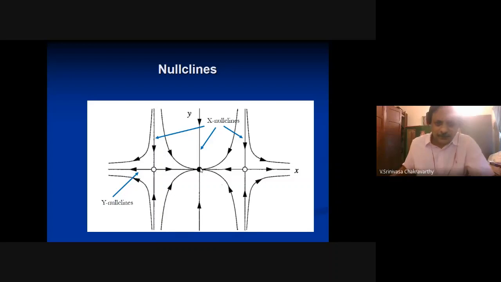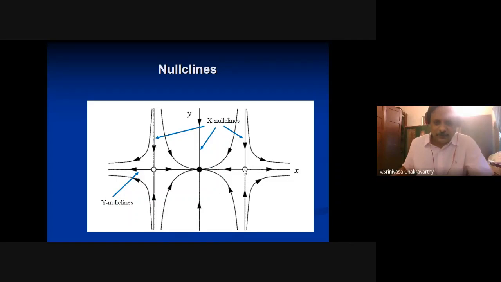So similarly, let us take the origin. The origin is a stable node. This attracts flow in all directions, horizontally towards it, vertically towards it. Everything moves towards it. So this is how it looks.